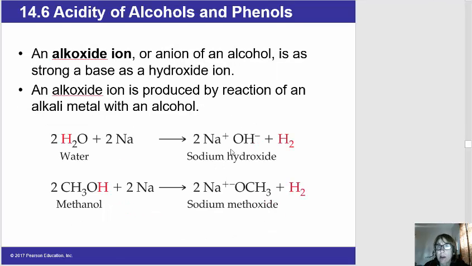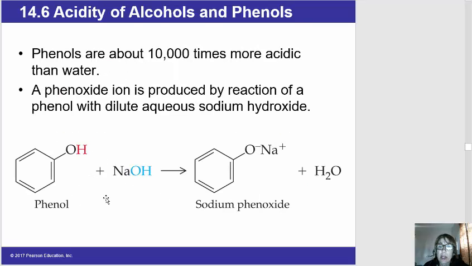Just like we can form hydroxide in water by adding highly reactive sodium to water, we can also form methoxide in methanol by adding sodium to it. We have to add a really reactive metal to get this anion, which is incredibly reactive and not that stable. So phenol, on the other hand, we can add just sodium hydroxide to it to form its conjugate base. And so phenol does act more like an acid than either methanol or ethanol.